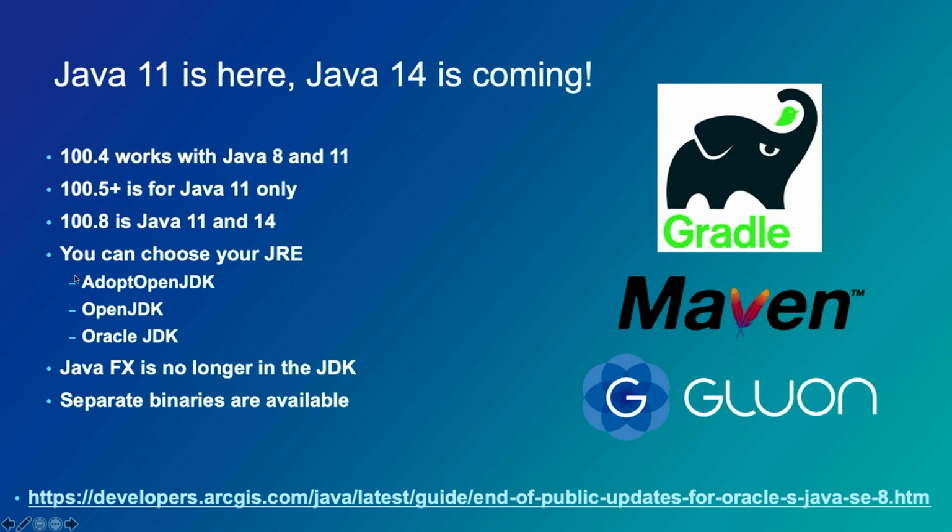So nowadays, you can choose the Java runtime environment that you run your applications in. Previously, we only tested it against the Oracle JDK, but you can now choose the Adopt OpenJDK, which is actually what we use to build the product, OpenJDK, or you can still use the Oracle JDK. We test against each one of those.